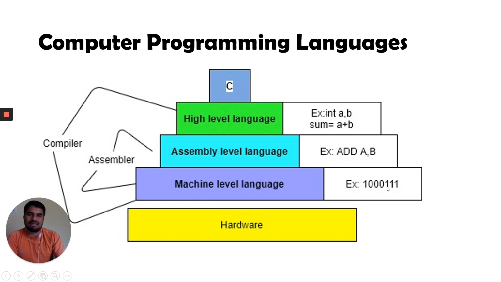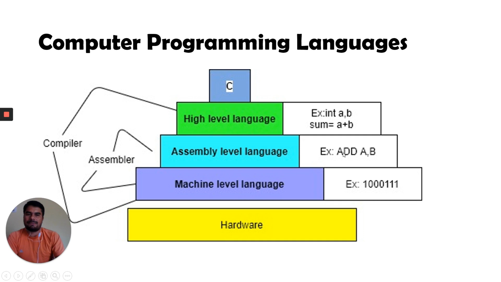So over a period of time, they developed a language called assembly level language. What is assembly level language? It is made up of symbols and different keywords, which we call mnemonics. Here you can take an example: add A comma B. A is a variable, B is a variable. A will have some value, B will have some value. When these are added, the result will be substituted to a variable called add. So this is how it works.